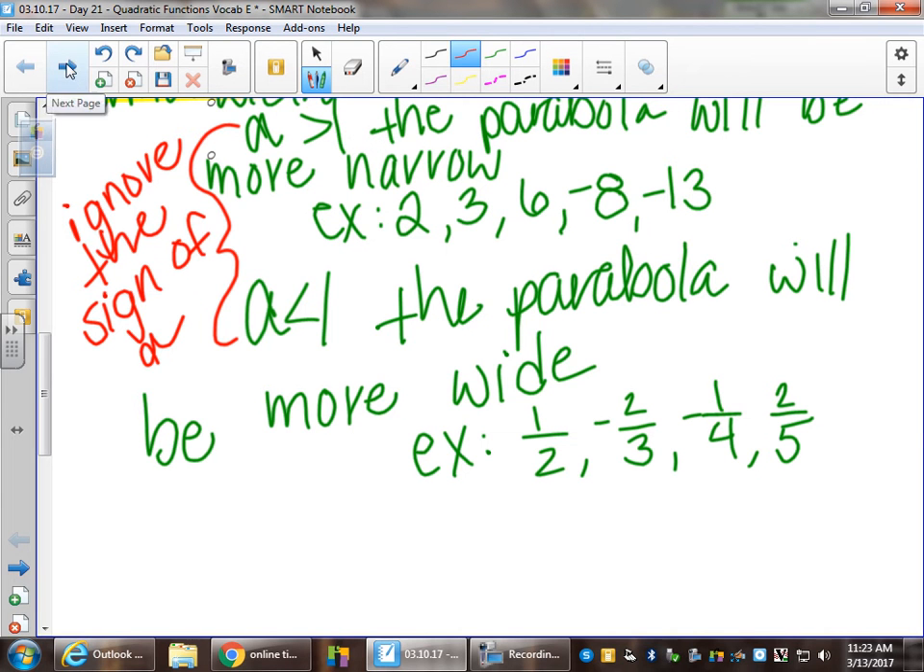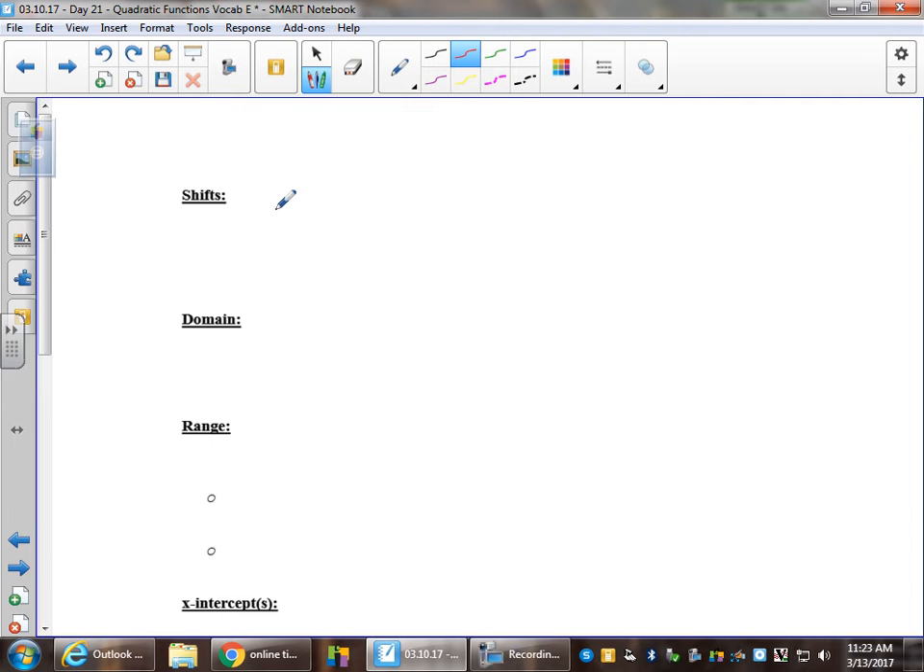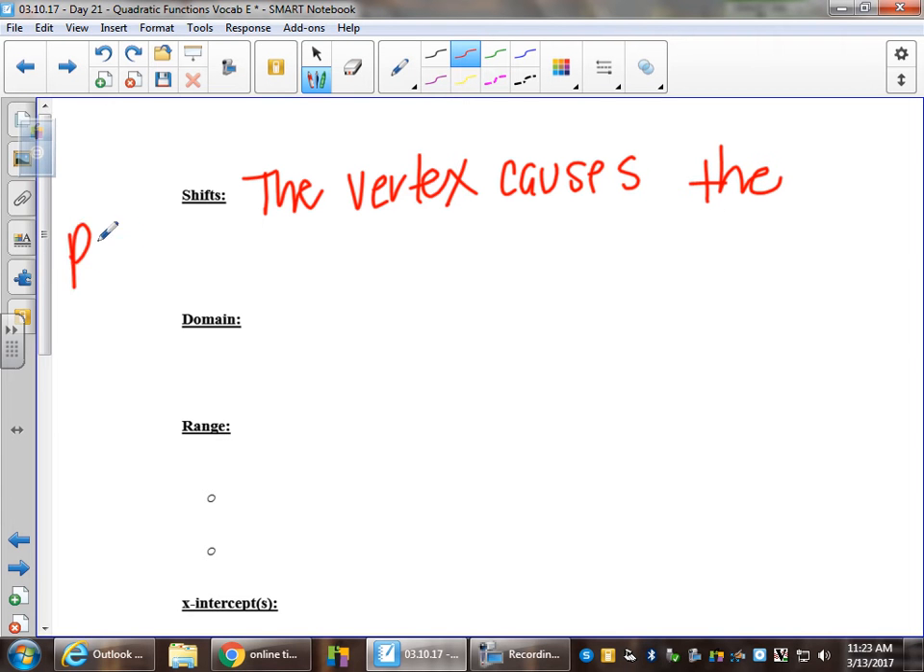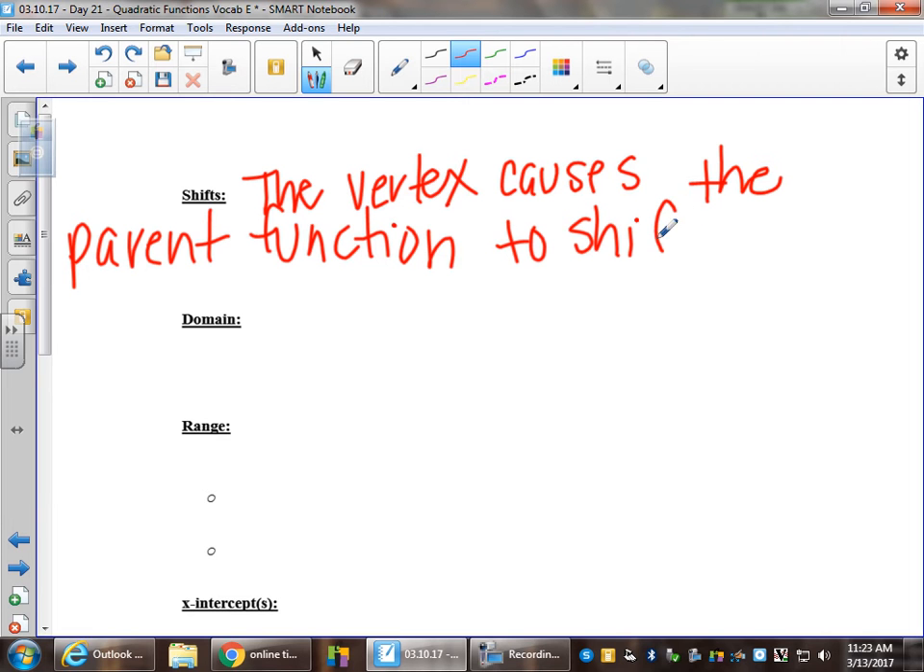Shifts. The vertex causes the parent function to shift. Guys, sit up, please, when you take notes. You just sit up. Have you guys ever heard of a parent function before? Yeah? Do you know what it means?